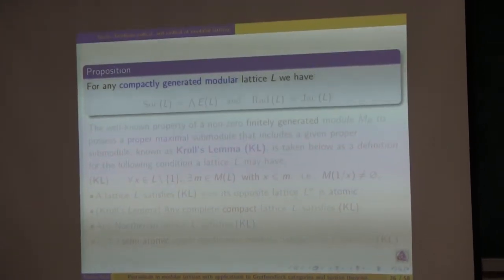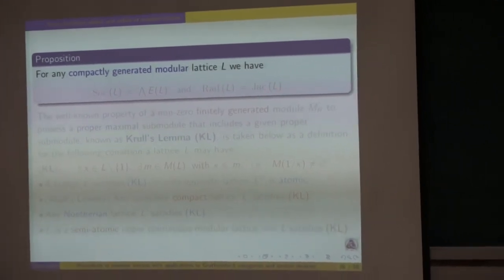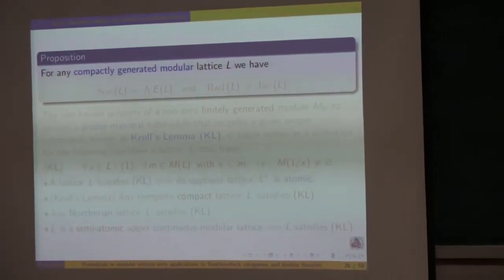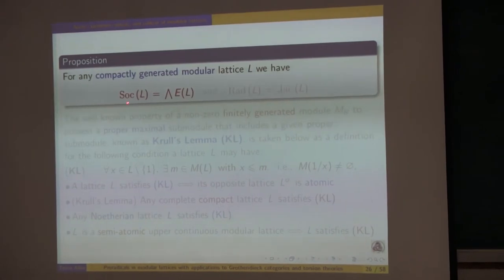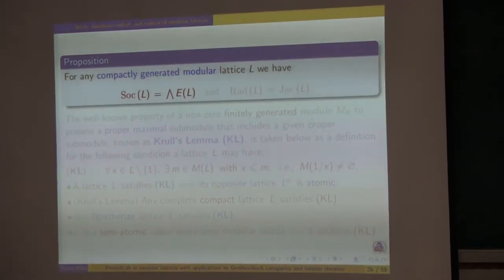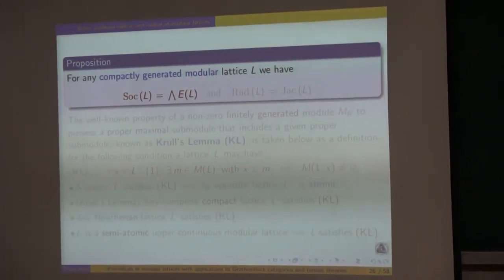Okay, we have the following result. For any compactly generated modular lattice, the socle is the meet of all essential elements. This is well known for modules, the reason being that the lattice of all submodules is compactly generated. And the radical is exactly the Jacobson radical, the union of all small elements.